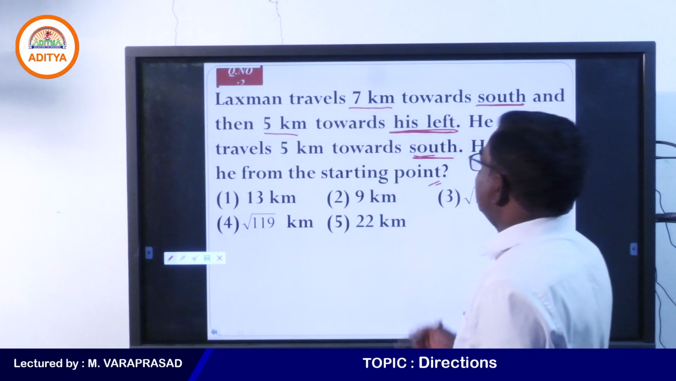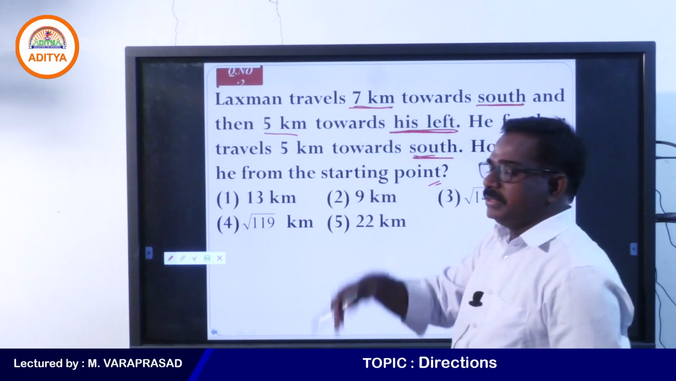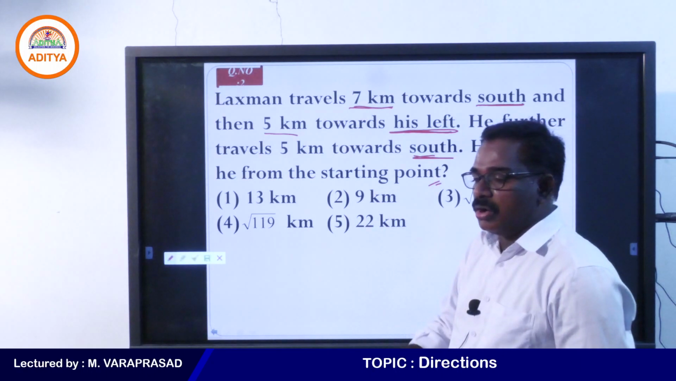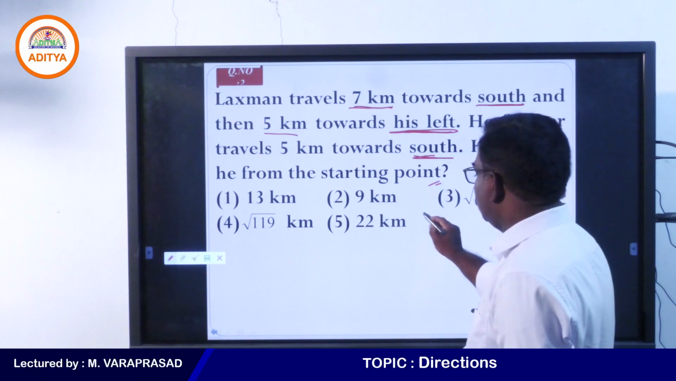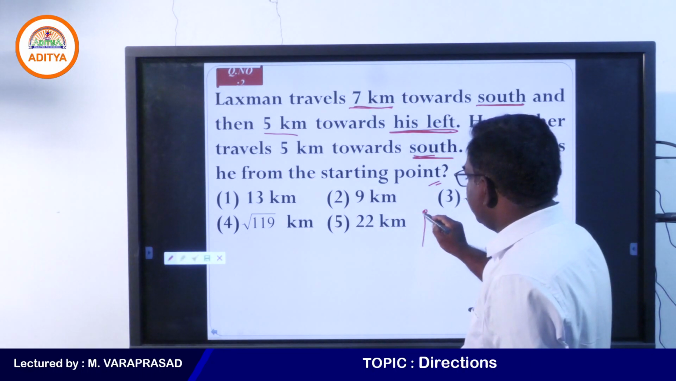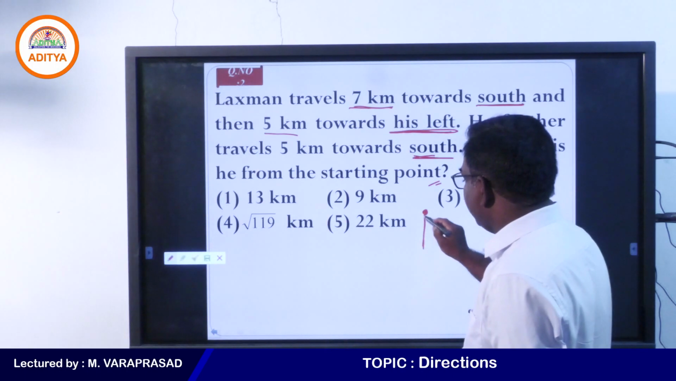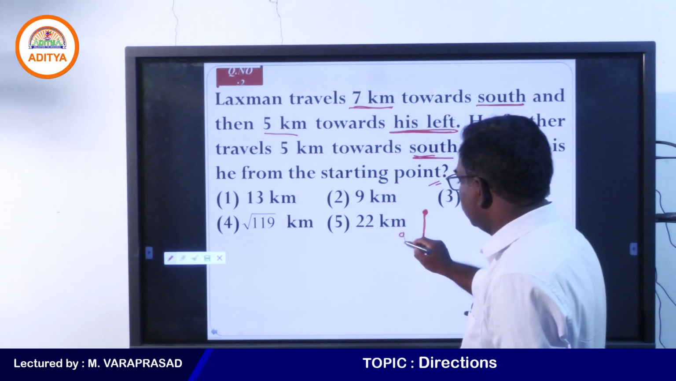A person travels 7 kilometers towards south, meaning down. This is the initial point, 7 kilometers towards south.